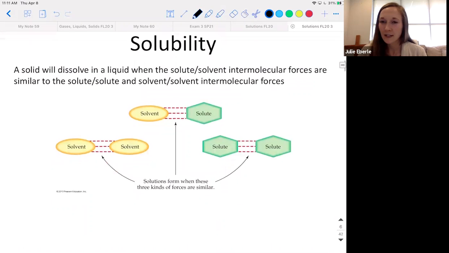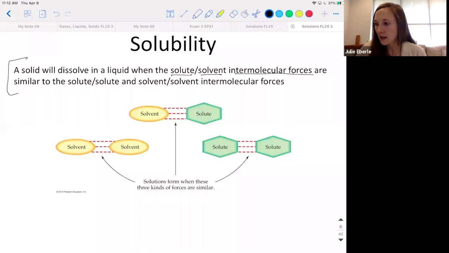Solubility. In case you're still wondering, I don't understand the "like dissolves like". Here's a visual picture. I'm going to read this statement: a solid will dissolve in a liquid when the solute-solvent intermolecular forces... That's a huge phrase, so I'm going to highlight this. What does that mean? It means the kind of forces, the interactions between your solute.